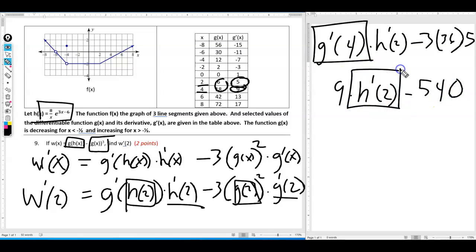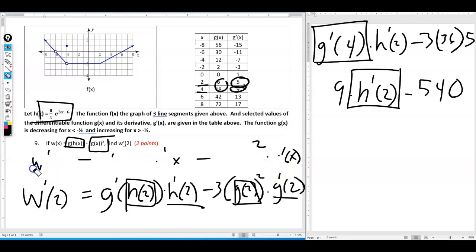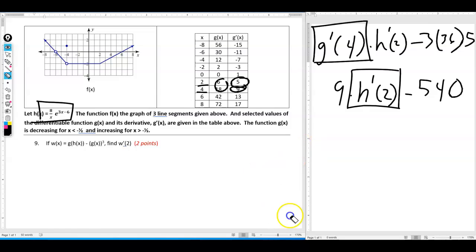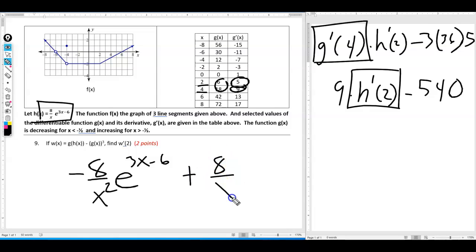Now we have to do this before we can go any further. A little bit earlier, we found the derivative of h. I'm going to write that out again. You guys probably already have it on your paper. I have to rework it here a little bit. But here's what we had, I believe. We had negative 8 over x squared, e to the 3x minus 6, and then plus 8 over x times 3 times e to the x minus 6. And this time we're plugging in 2.